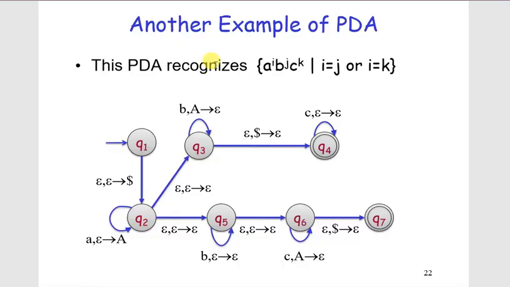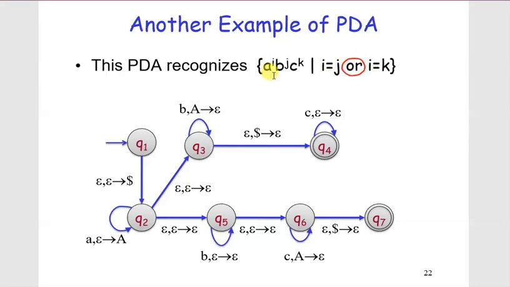Another example of PDA is to draw a PDA diagram which recognizes this language: a power of i, b power of j, c power of k, where i equals j or i equals k.